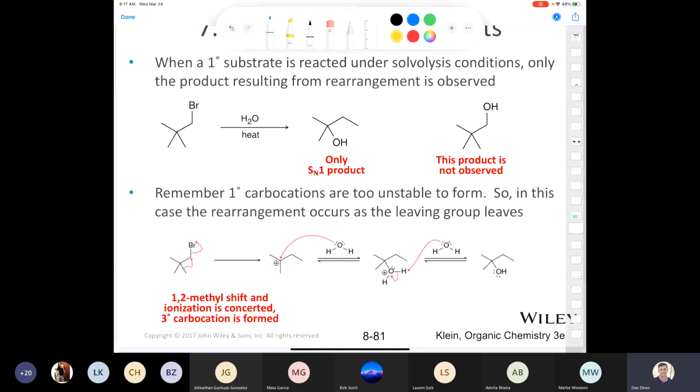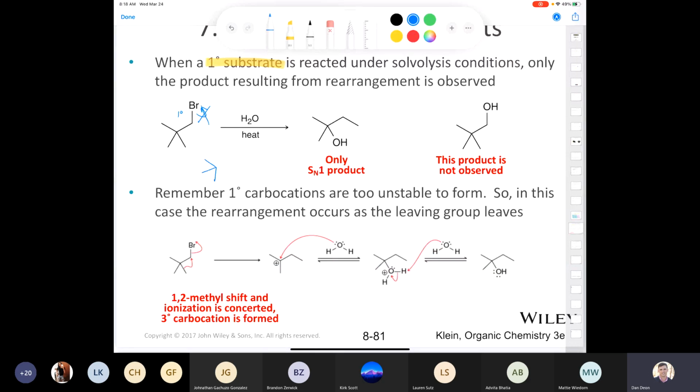A primary substrate. Now, we generally don't think of primary carbocations because they're so unstable. So this is a very specific or isolated case where we have a primary alkyl bromide, but we end up doing a solvolysis reaction, right? Water isn't a strong base, it's not a strong nucleophile, but we do get a reaction where we substitute the bromine for a hydroxyl. Now, the first step is not going to be simply a loss of leaving group like that, because then you would produce a primary carbocation.